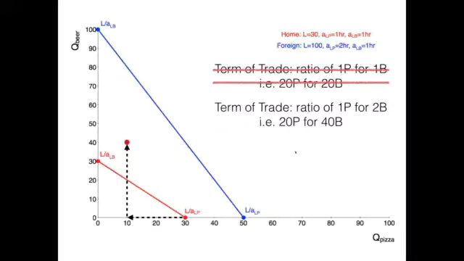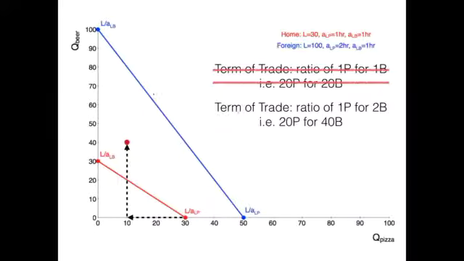So you can see under this term of trade, the home country is made better off. They are consuming at a level that's greater than their PPF. So they are benefiting with higher levels of consumption than were possible when they were self-sufficient.